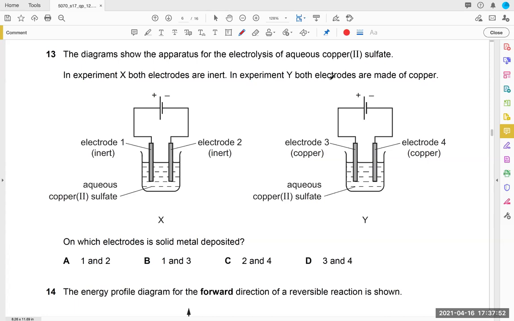See, whenever copper has to be reduced and form copper metal, it doesn't matter which electrodes you have. So it's going to go and it's going to attach itself or deposit itself on the negative electrode in both of them. So the negative electrodes, as you can see, you have electrode number 2 and electrode number 4. So that's where all copper ions will go regardless of what the electrode is made of.